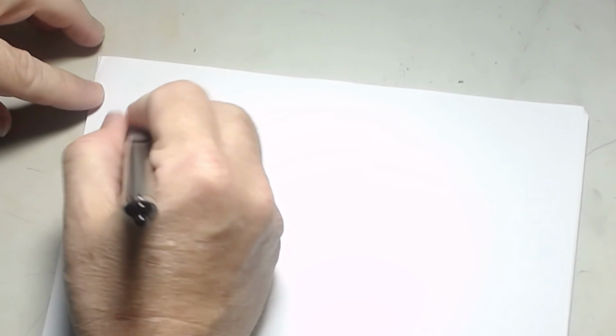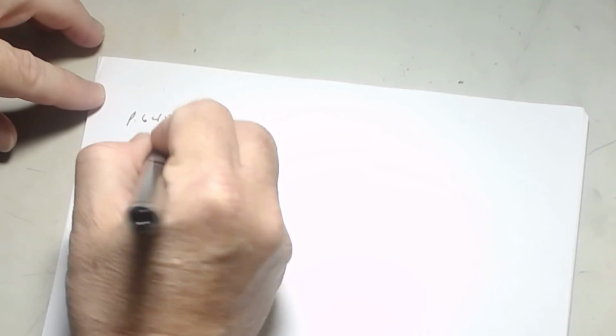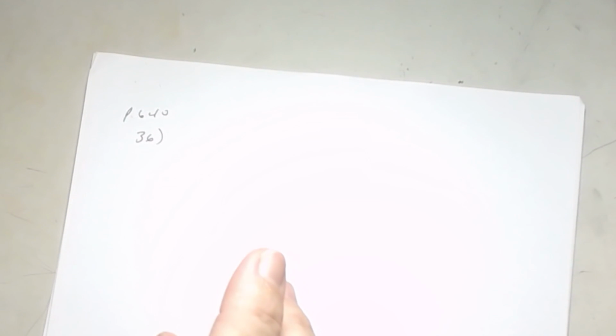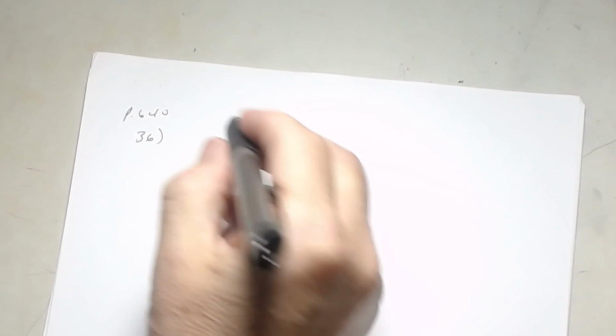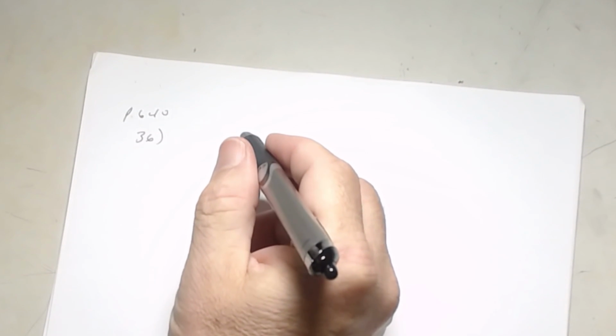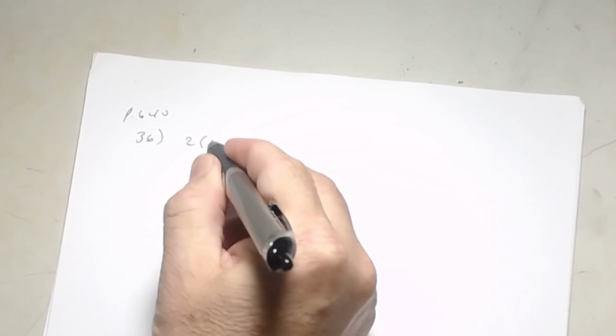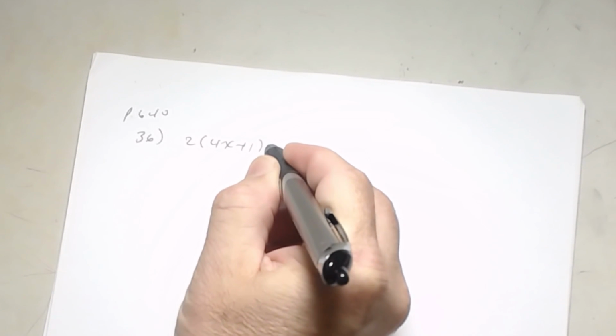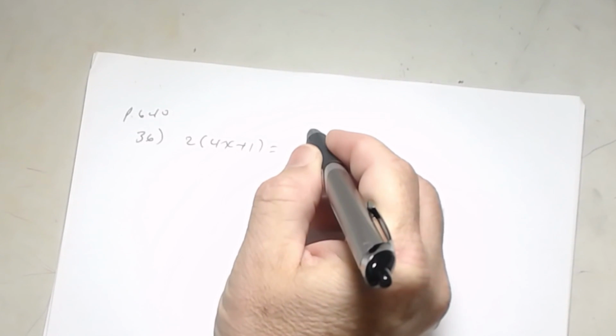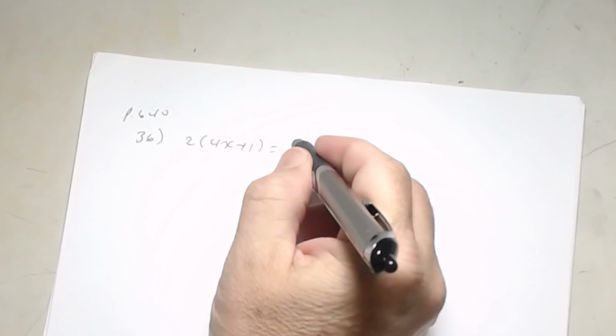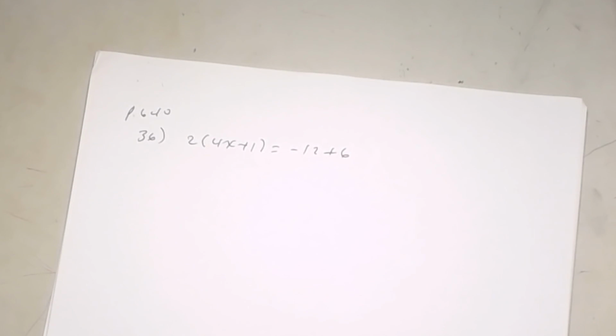Let's say 36. All right, so this is 36 on page 640. 36. You have your homework? That was due? Okay. All right, 36. You have 2 times 4x plus 1 equal negative 12 plus 6. So that's what it looks like.